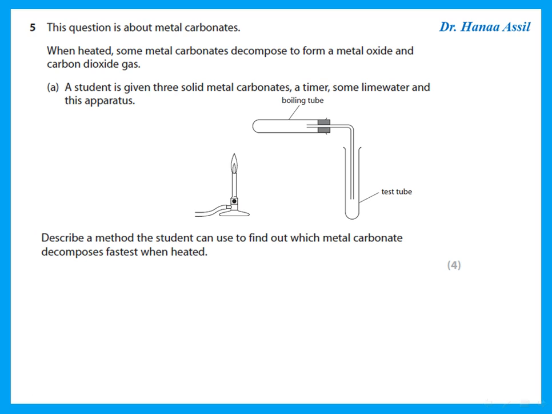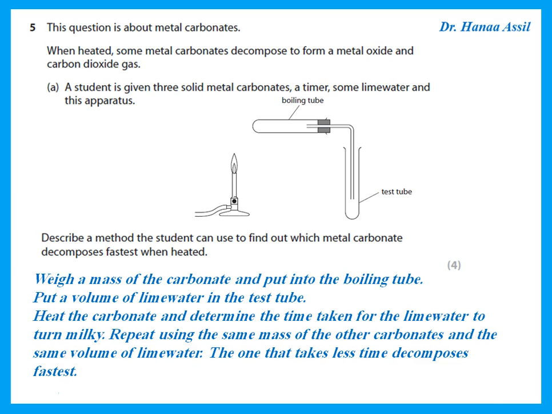Do you remember this kind of experiments? We have the metal carbonate and we have lime water. And he says that when the metal carbonate decomposes, it forms carbon dioxide gas. So what should I do to determine which of the 3 different metal carbonates is faster? Well, I should weigh a certain mass of the carbonate, let's say 5 grams of the carbonate, put it into the boiling tube, put a certain volume of lime water in the test tube. So I have a specific volume, let's say 10 centimeter cubes, for example, of lime water.